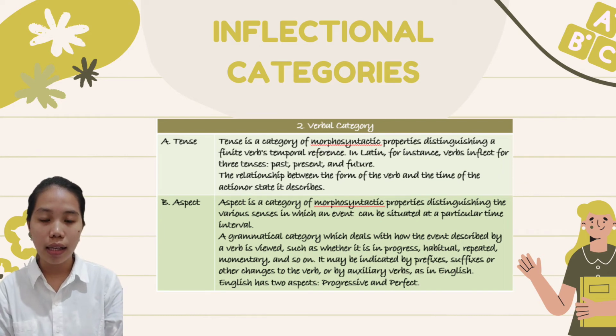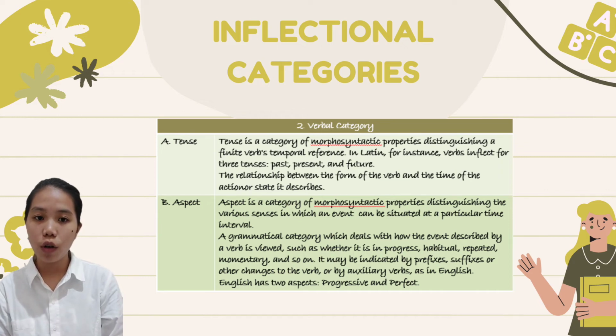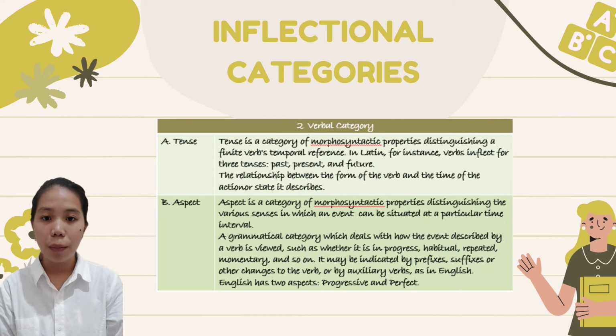Inflectional category number 2, verbal category. A. Tenses. Tense is a category of morphological properties which distinguishes finite verbs for temporal reference. In Latin, for instance, verbs inflect for 3 tenses: past, present, and future. It is the relationship between the form of the verb and the time of the action or state it describes.